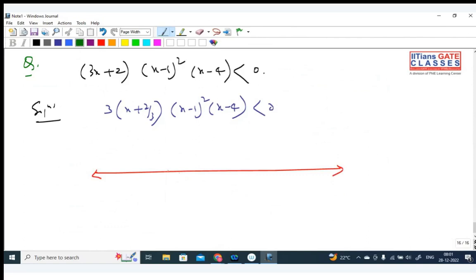Minus 2 by 3. This is 1, this is 4, right? And put the circle here, not the dot. Start with positive, this is negative only, then you go via minus 2 by 3, so it will be positive. Now it is okay, it should be negative, so you have to take this, and you have to take this also.